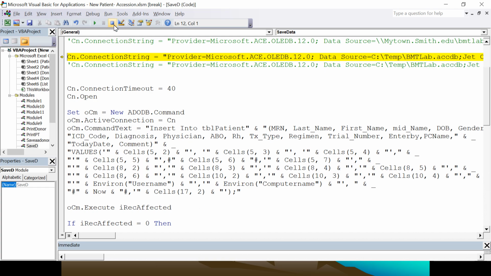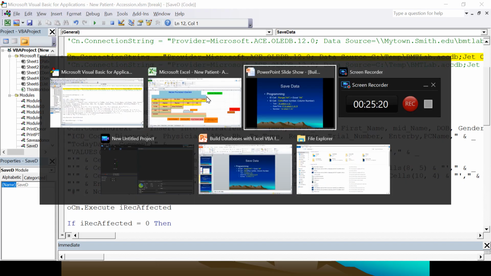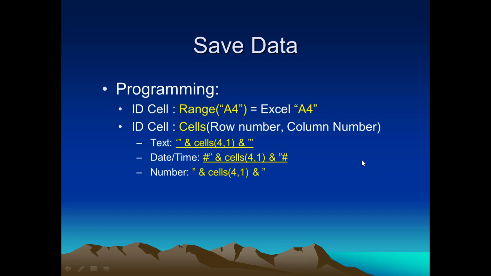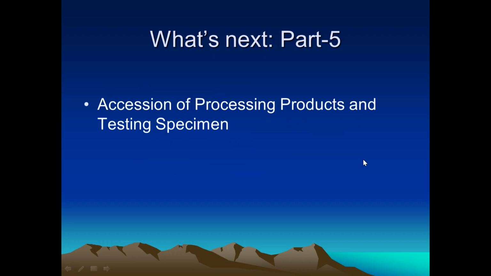Okay, what's next: we did save data and retrieve data. So what's next? Next, I will follow the lab workflow and create an accession worksheet. When you receive a processing product or testing specimen, you need to document the receiving and what they do. So I will create an accession worksheet, and the data can directly link to the patient record in the database.